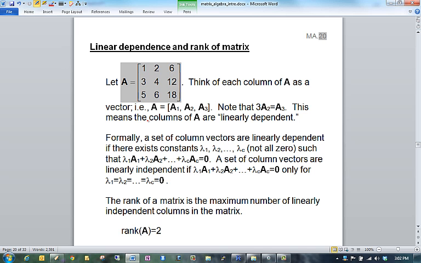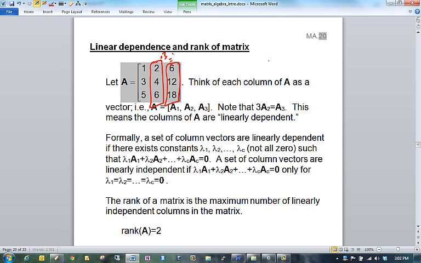So let's define a matrix A as you see on the screen there. I'm actually going to divide A up into 3 different parts where I have 3 column vectors, A1, A2, and A3. Now you'll notice that if I were to take the second column here and multiply it by 3, I get the third column. So because of that, we say the columns of A are linearly dependent. One is exactly the same as the other if I just simply multiply by a constant.